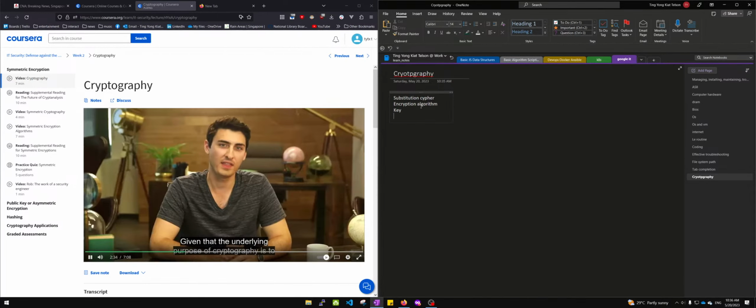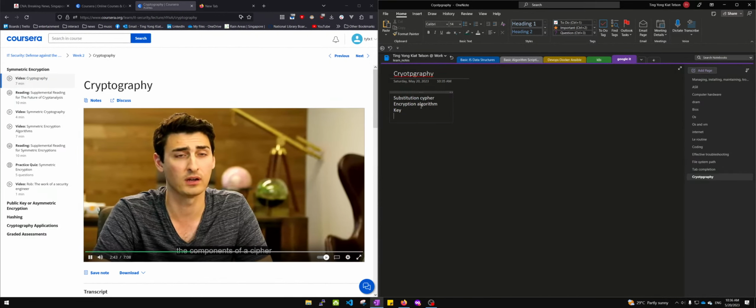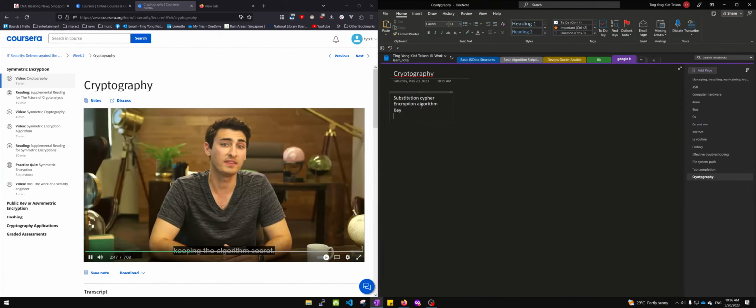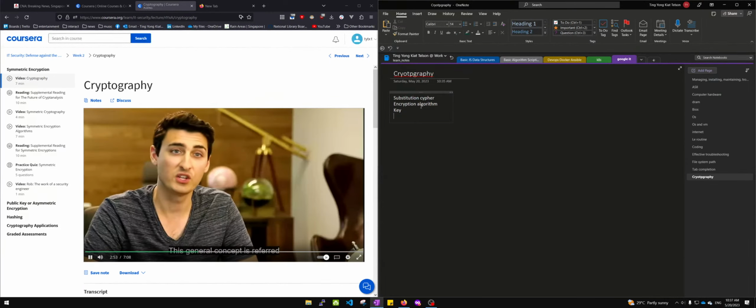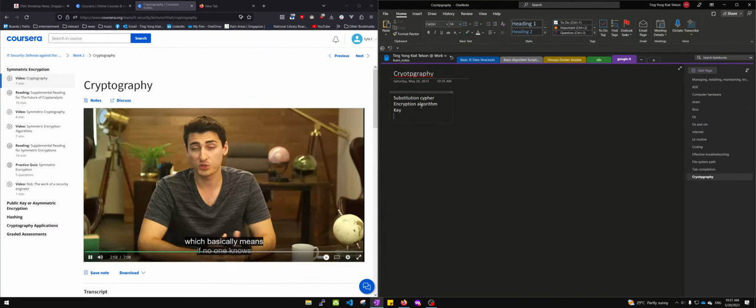Just wait. Given that the underlying purpose of cryptography is to protect your secrets from being read by unauthorized parties, it would make sense that at least some of the components of a cipher would need to be kept secret too, right? You could make the argument that by keeping the algorithm secret, your messages are secured from snooping third parties, and technically, you wouldn't be wrong. This general concept is referred to as security through obscurity, which basically means if no one knows what algorithm we're using, or general security practice, then we're safe from attackers.